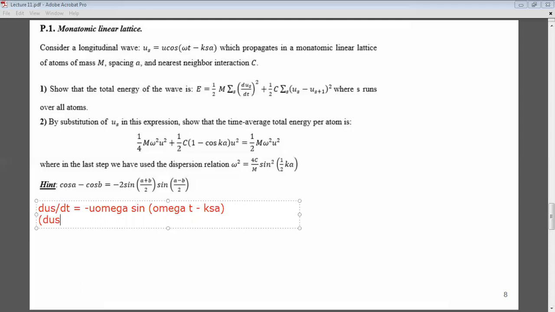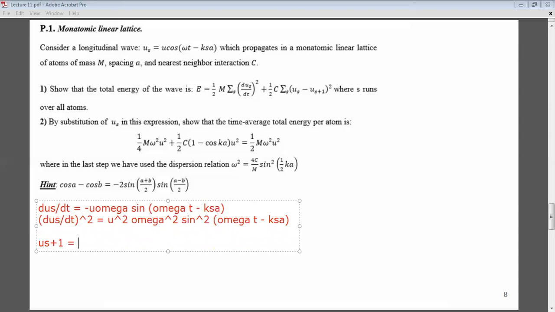So now d²us/dt² is equal to nothing but u² ω² sin²(ωt − ksa). By this we got d²us/dt² because we're going to use it. Now I need us, I have it. I need us+1, and then I need us − us+1. So let's do it.